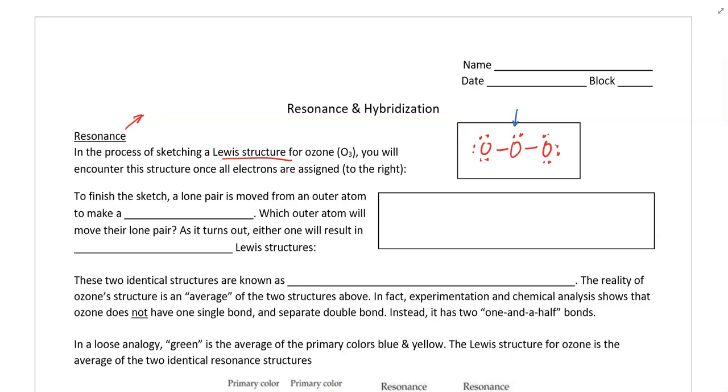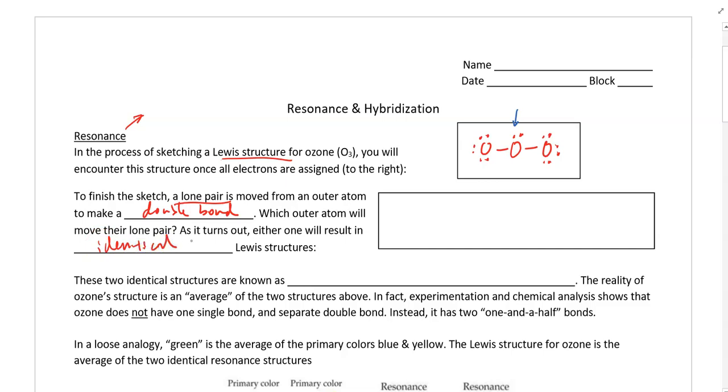So to finish the sketch, what are you going to do? You're going to have to draw a lone pair in from the outer atom to make a double bond. Remember this? So then you have two options here. This is not as pretty, so let me recreate that one. You can either take a lone pair from the left one and bring it to the middle, or you can take it from the right one and bring it to the middle. Which one do you choose? It turns out either one is going to result in identical Lewis structures.